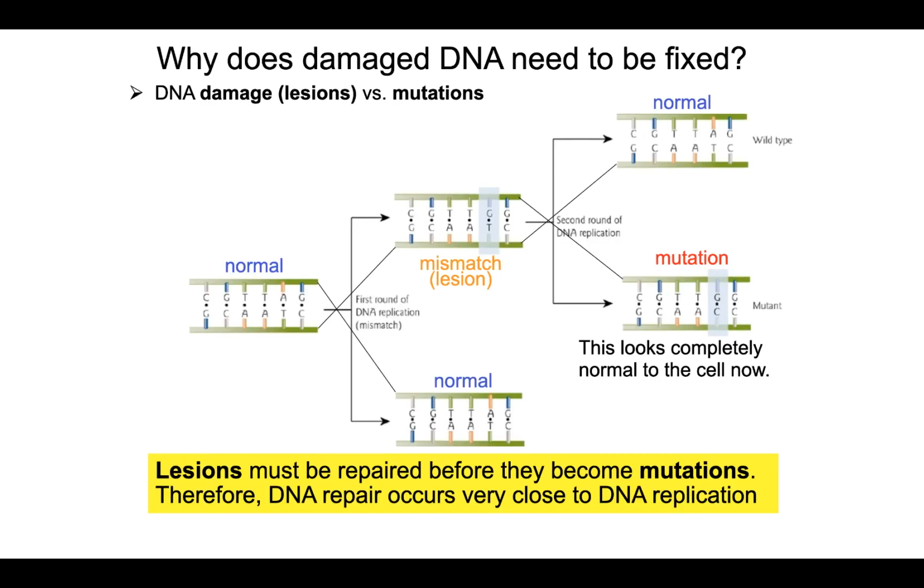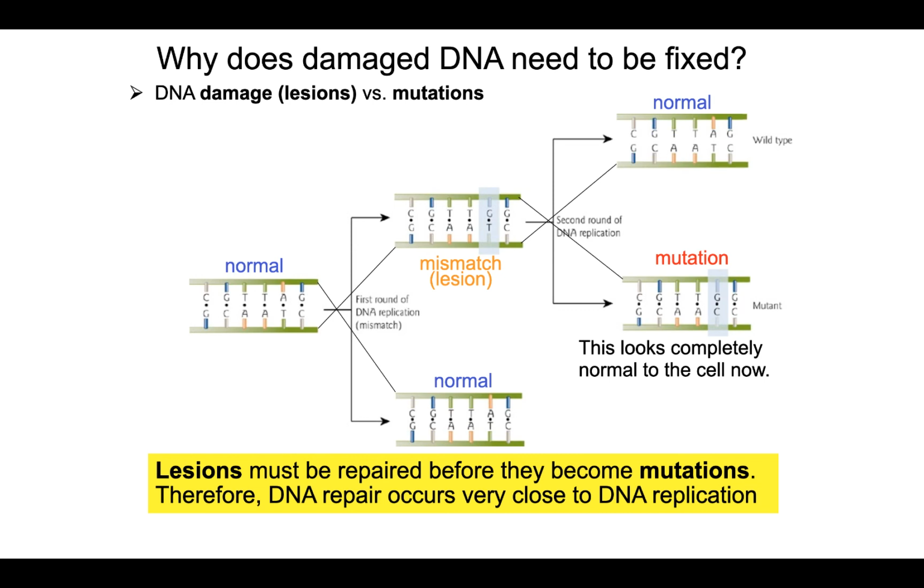So that damage that might occur during DNA replication or any other damage has to be fixed before it becomes a mutation. So DNA damage or a lesion can be detected. It's something abnormal that a cell has a system in place to detect. Mutations, once a lesion becomes a mutation, a cell can no longer fix it.